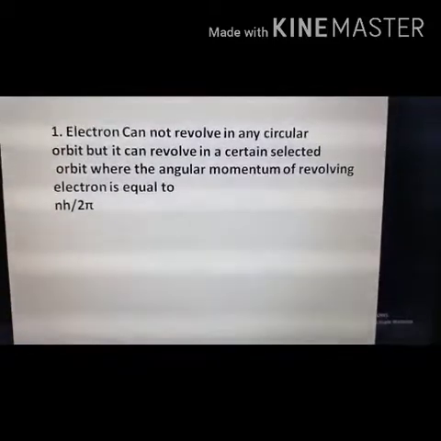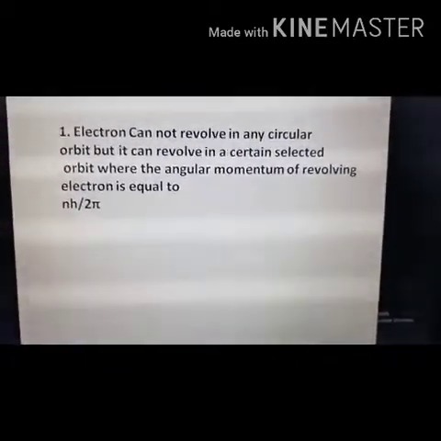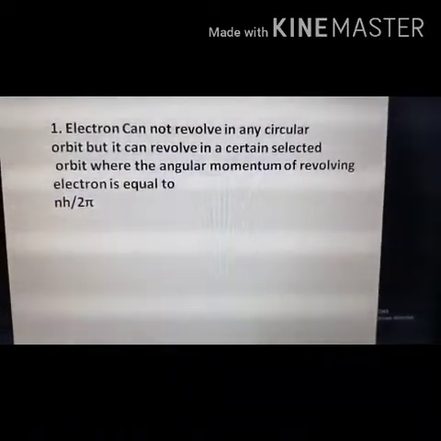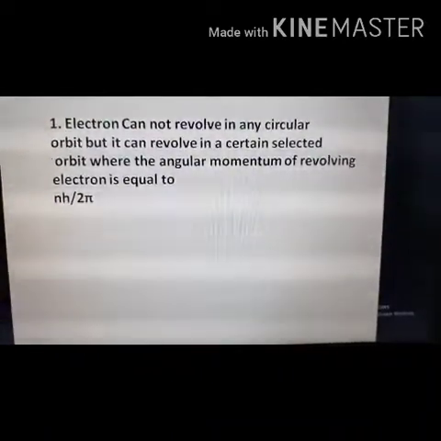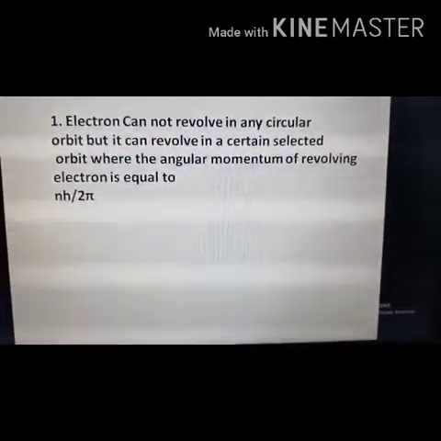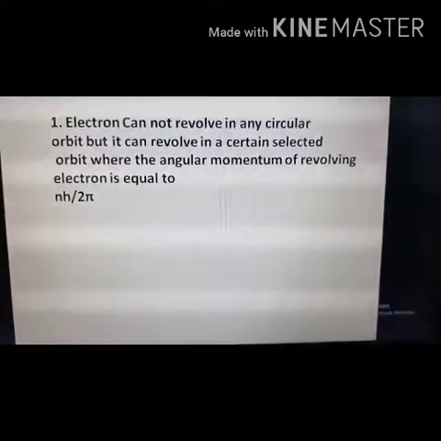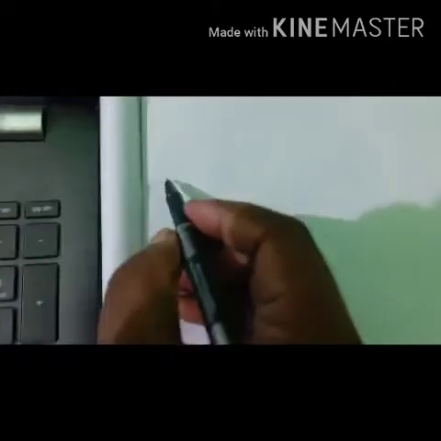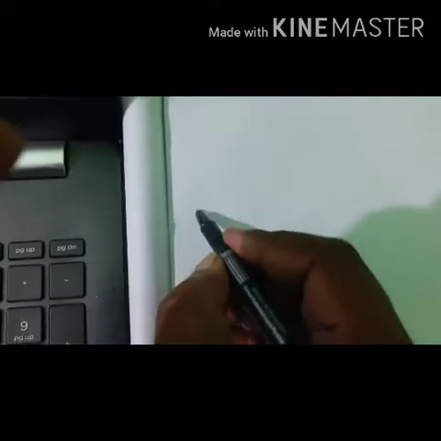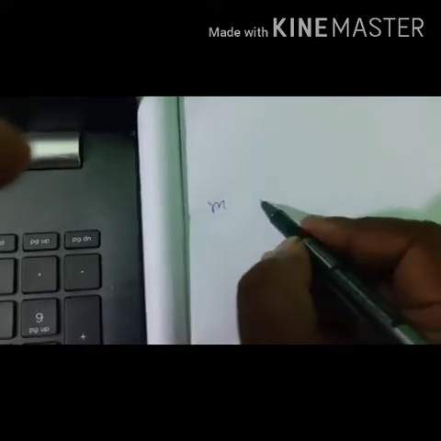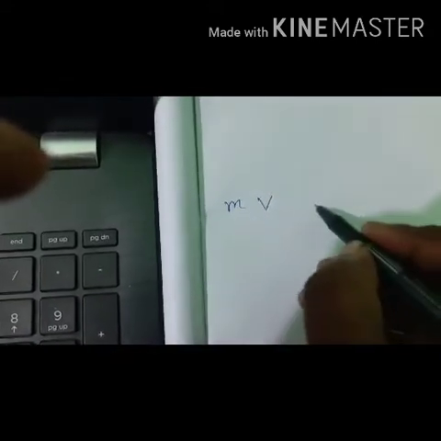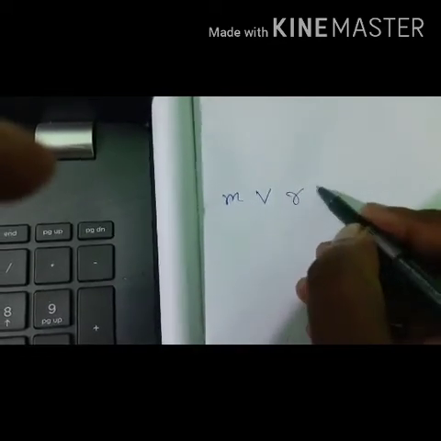First postulate said that an electron cannot revolve in any circular orbit, but it can revolve in certain selected orbits where the angular momentum of the revolving electron is equal to nh by 2 pi. Let us take here that the mass of the revolving electron is m, the velocity of the revolving electron is v, and the radius of the circular path is equal to r.